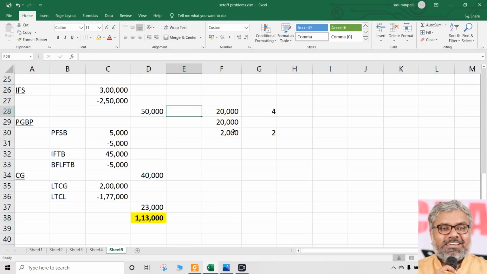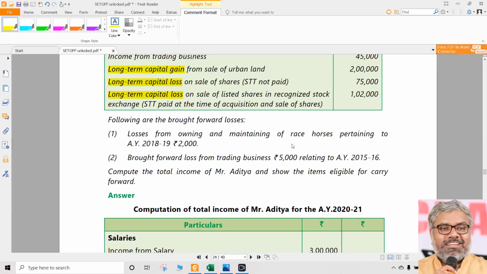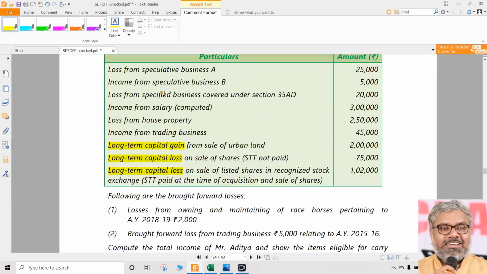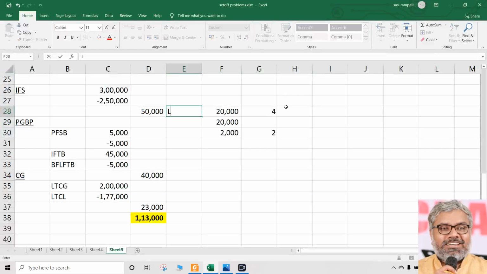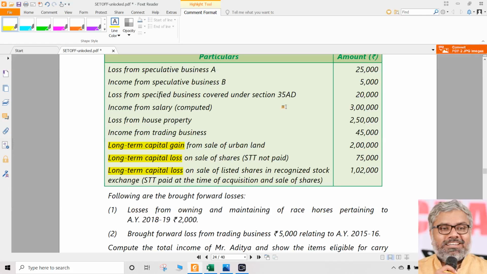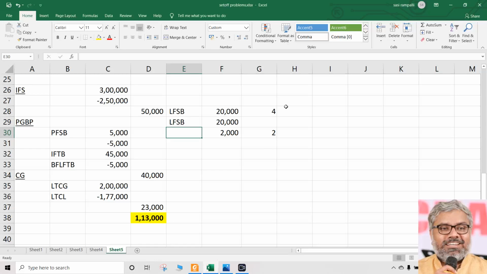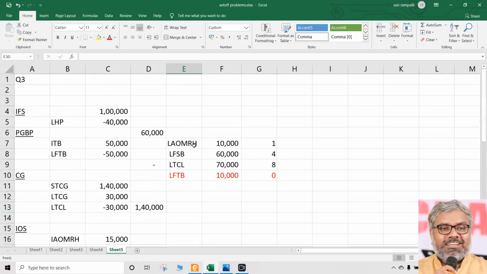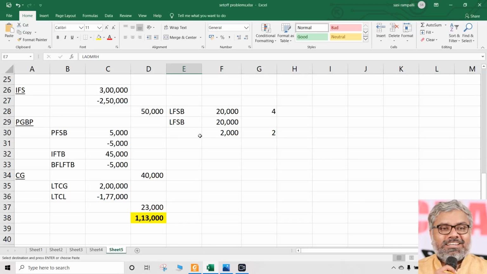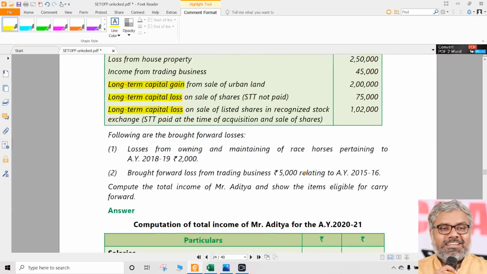Always check what it is that we are going to carry forward. What we are carrying forward, 20,000 rupees is related to what? Loss from speculative business of A. Loss from speculative business, not possible to be set off, so we are carrying forward. Loss from specified business, not possible to be set off, so we are carrying forward. This is what? Loss from owning and maintaining race horses, 2,000. So these three are to be carried forward, but total income of the SSE for this current year is 1,13,000.